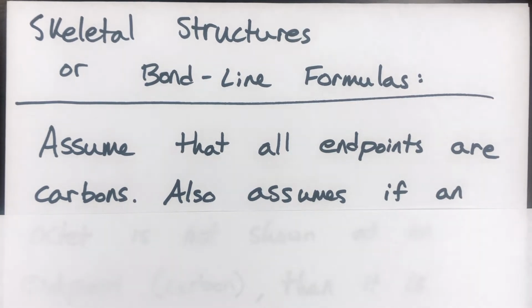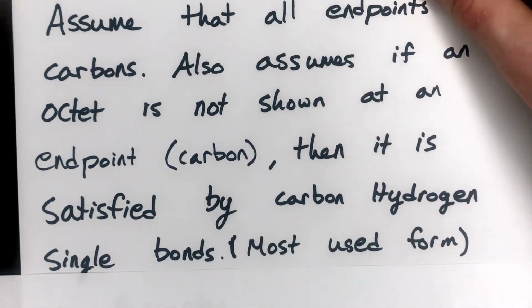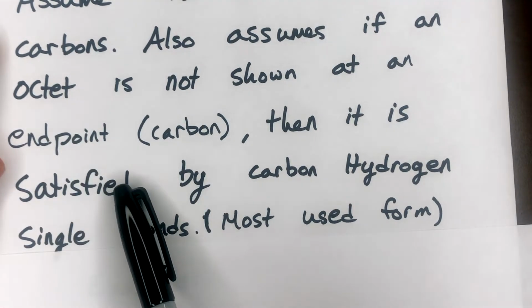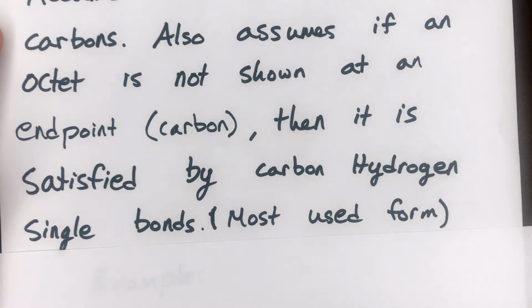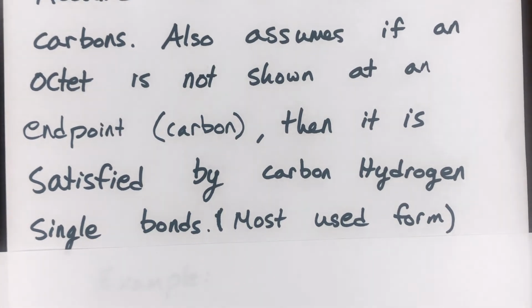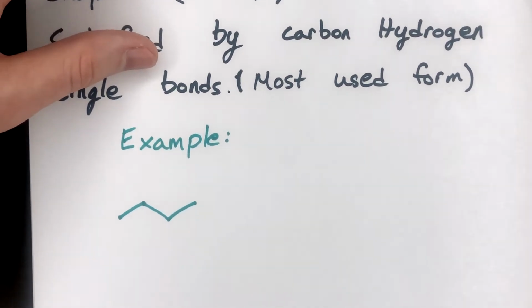So the assumption is at every endpoint of the line, there is a carbon atom that's there without you explicitly drawing a C. The second assumption is that if an octet is not shown at that endpoint, then that octet is satisfied by carbon-hydrogen single bonds. So what I mean is if we see a carbon at an endpoint that's only bound to one other carbon, then there must be 3 carbon-hydrogen bonds at that carbon without explicitly drawing them. This can be confusing, but we'll look at an example to illustrate this.